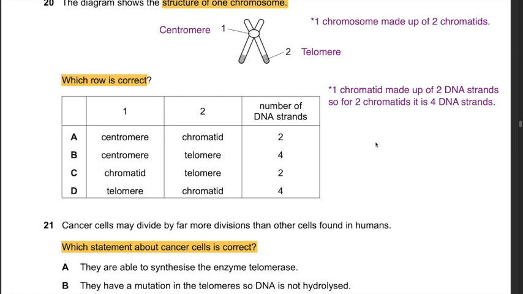And yes, the number of DNA strands would be 4. Why is that? Because one chromatid is made up of 2 DNA strands. Therefore, 2 chromatids would be made up of 4 DNA strands, because one chromosome, as shown over here, is made up of 2 chromatids. So 2 times 2 is 4, hence 4 DNA strands. Therefore, the row which is correct over here is row B.